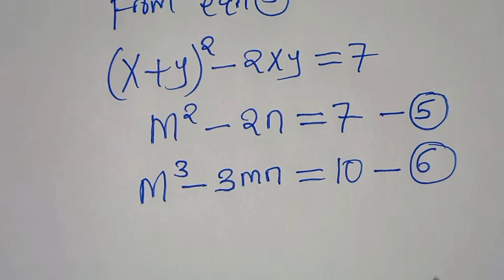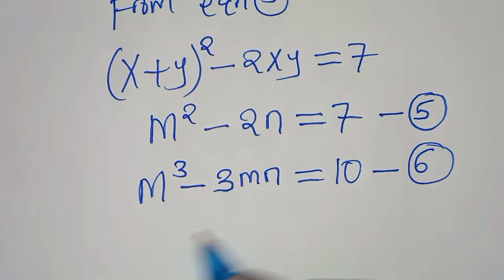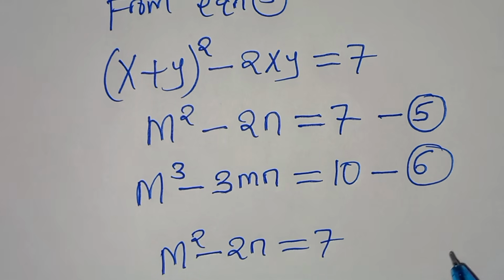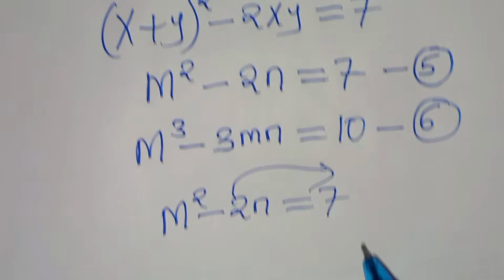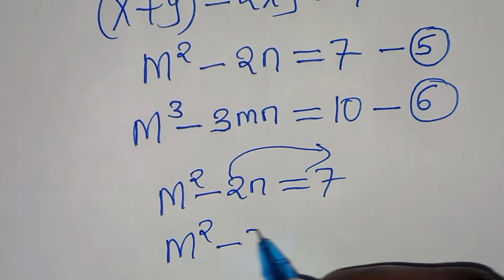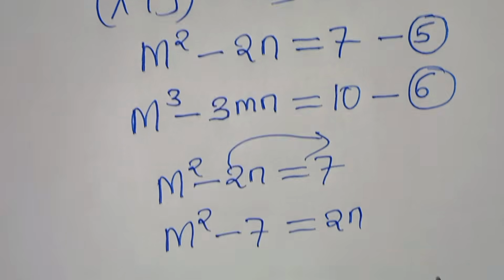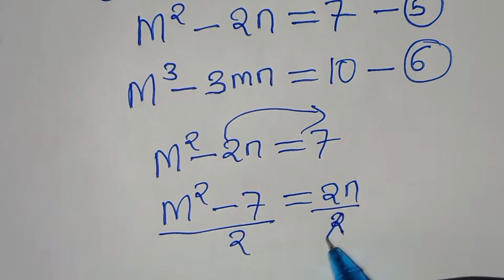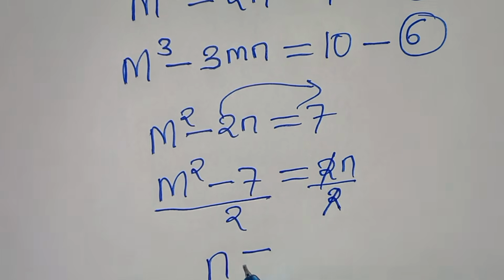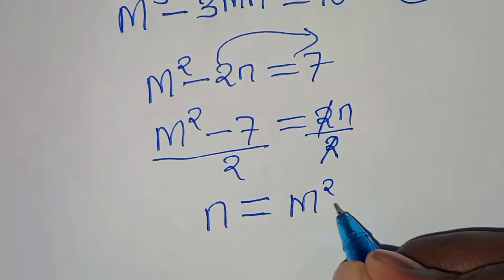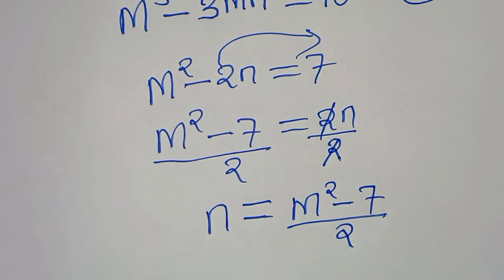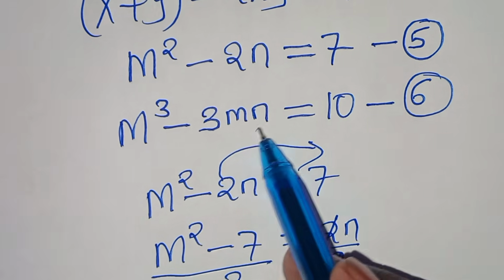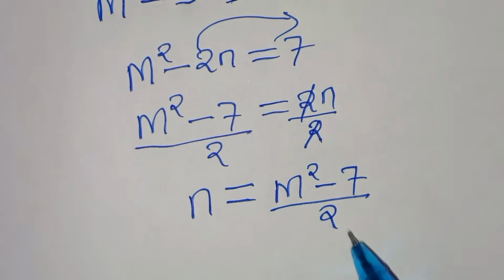Okay. So this implies that from equation 5, m to the power of 2 minus 2n is equal to 7. Let's take minus 2n to the right hand side so that we have m to the power of 2 minus 7 is equal to 2n. Let's make n the subject of the formula, so let's divide both sides by 2. This means that n is equal to m to the power of 2 minus 7 over 2. Now, let's substitute n in equation 6. We can substitute n with m squared minus 7 divided by 2.